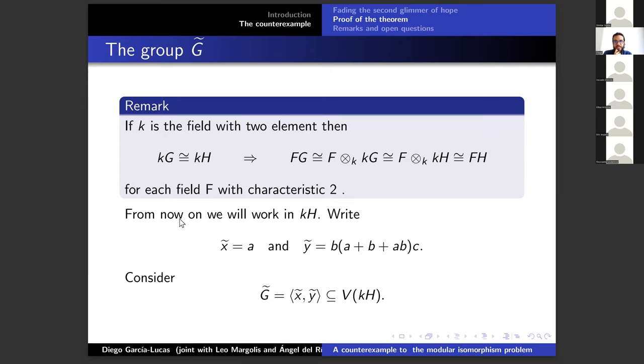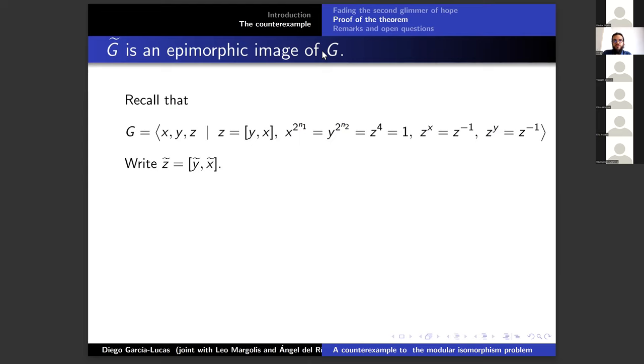In here, we consider the elements x tilde equals a and y tilde equals this element in kH, and consider the group generated by these two elements as a subset of the group algebra. We will show that this group is a group basis of kH that is not isomorphic to H. In fact, it will be isomorphic to G. The proof is divided in two main steps. The first step is to show that G tilde is an epimorphic image of G.